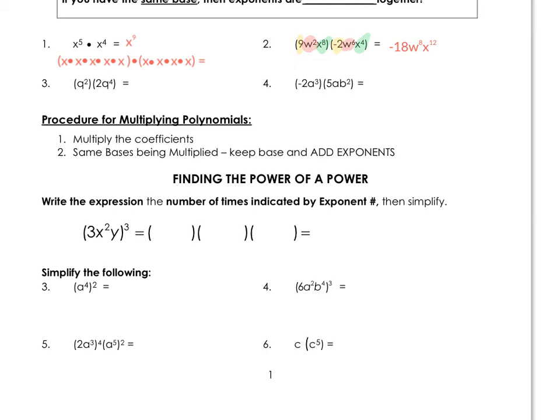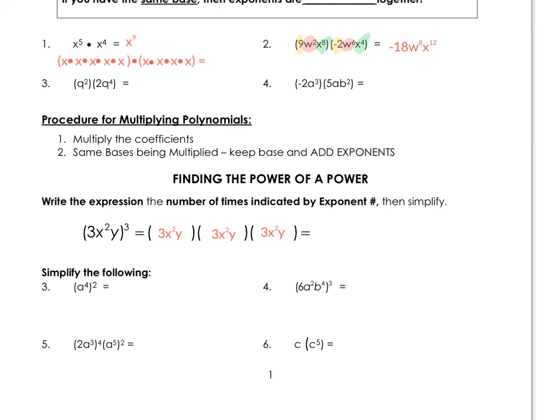Now we're going to talk about finding the power of a power. Write the expression the number of times indicated by the exponent, and then simplify. Similar to what we did before, we're going to expand this out. We're always going to do this because otherwise it's a lot to try to do in our head. This thing inside the parentheses is being raised to the 3rd power. So I'm just going to write whatever's in the parentheses 3 times, as I did there, 3x squared y, 3 times.